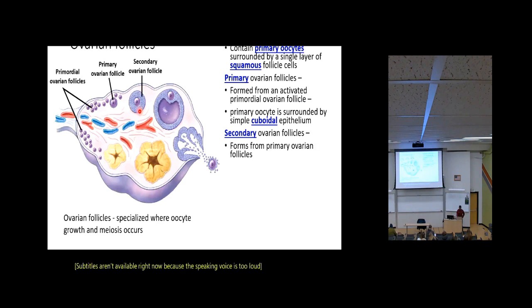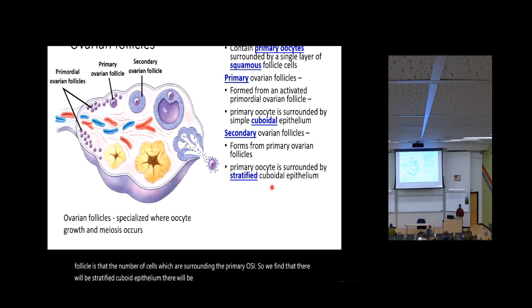And the key difference between the primary and the secondary follicle is the number of cells which are surrounding the primary oocyte, right? So we find that there will be stratified cuboidal epithelium. There will be multiple layers of cuboidal cells surrounding the primary oocyte. And this secondary follicle will give rise to the tertiary ovarian follicle.